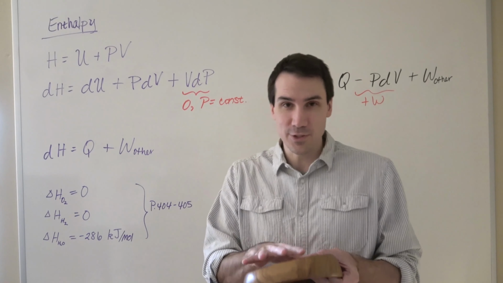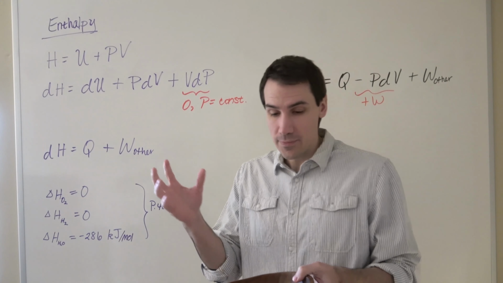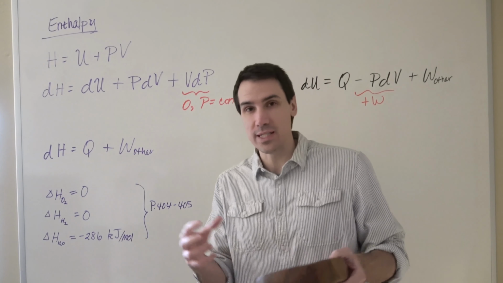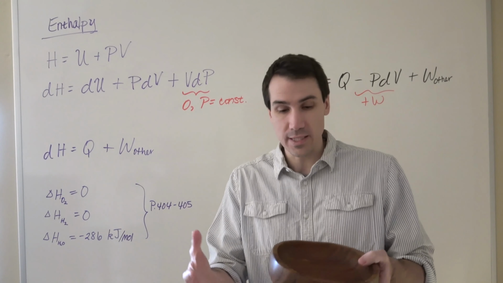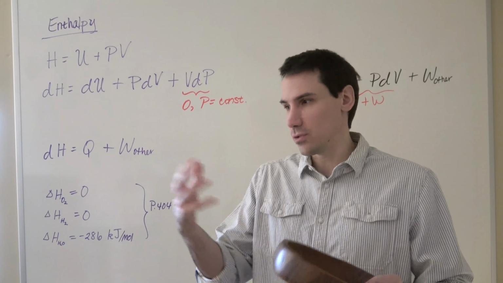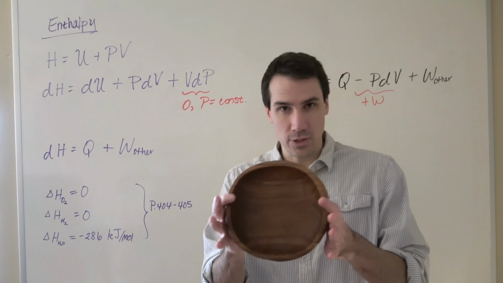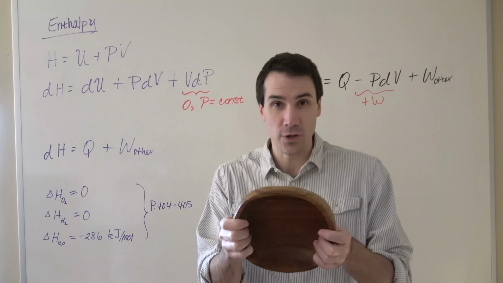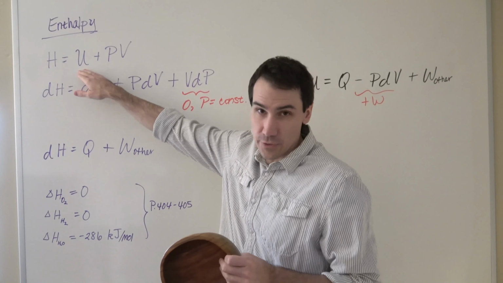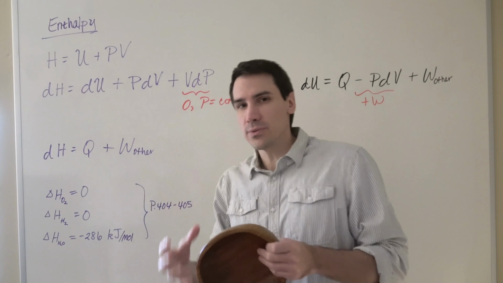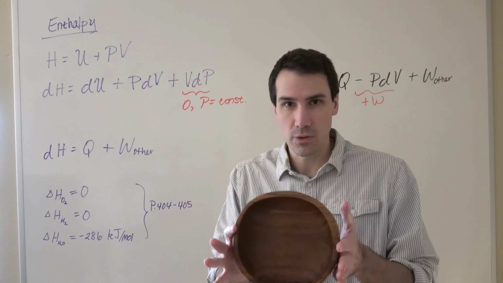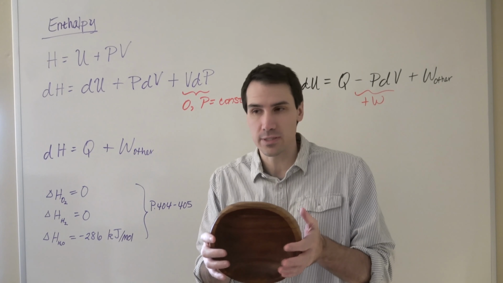But the other two steps would be, one, I'd need to add in all of the energy contained in the bowl. So I'd need to create all of the atoms, and I would need to bind them together in this way, and then I'd need to heat the bowl up to the room temperature. That is the internal energy stored in the bowl. That's my U. But I would also need to do work in order to displace the atmosphere that the bowl is currently displacing.